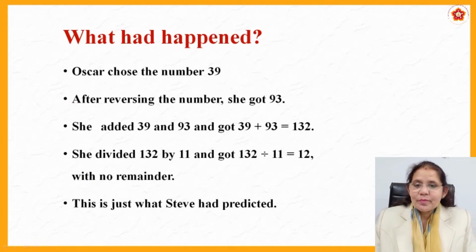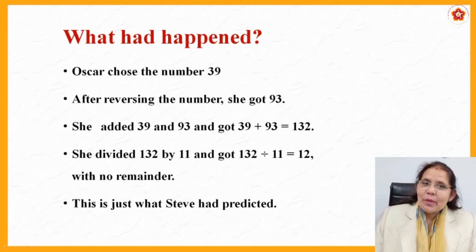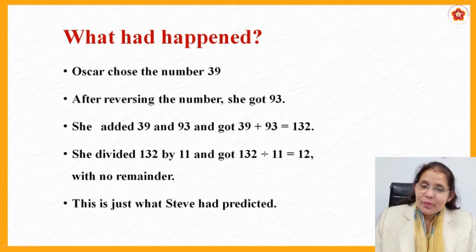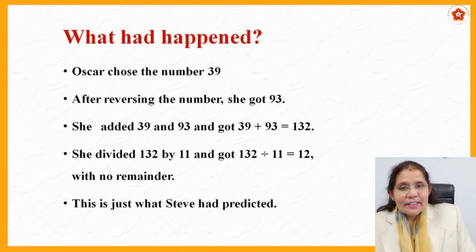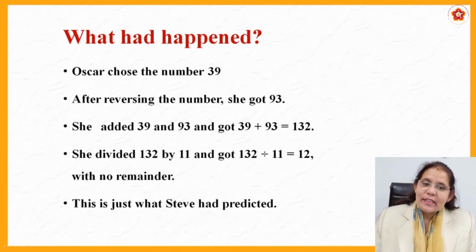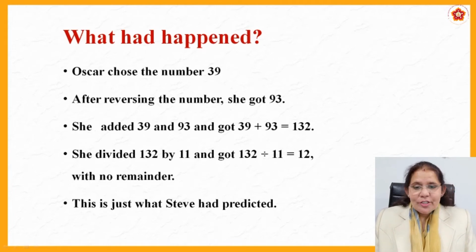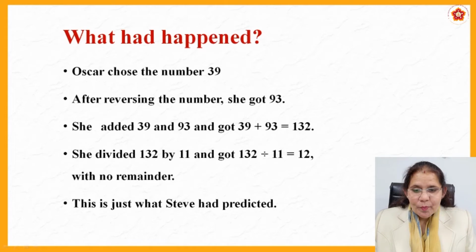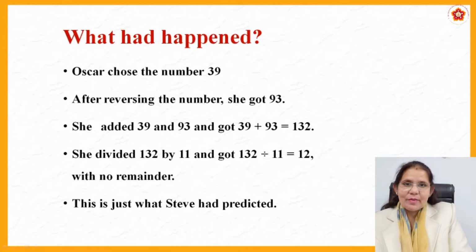What had happened? Oscar chose number 39. After reversing the number, she got 93. She added 39 and 93 and got 39 plus 93 equals 132. She divided 132 by 11 and got quotient 12, remainder 0. And this is just what Steve had predicted.